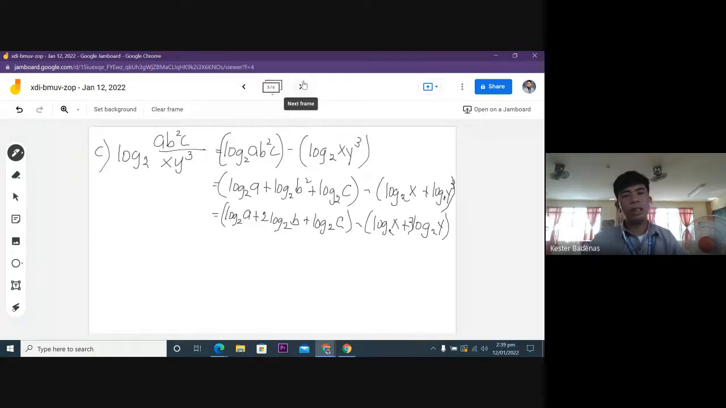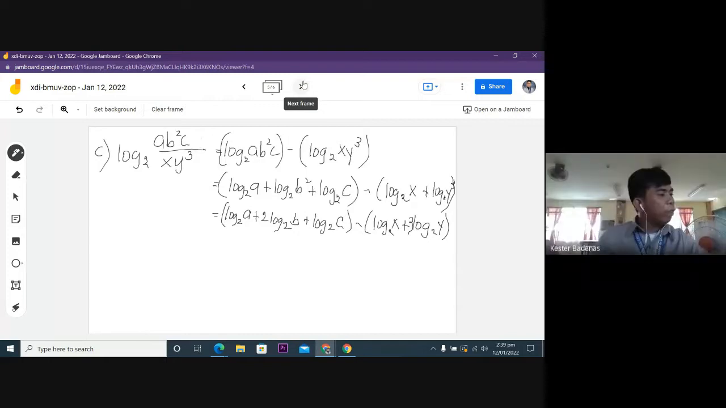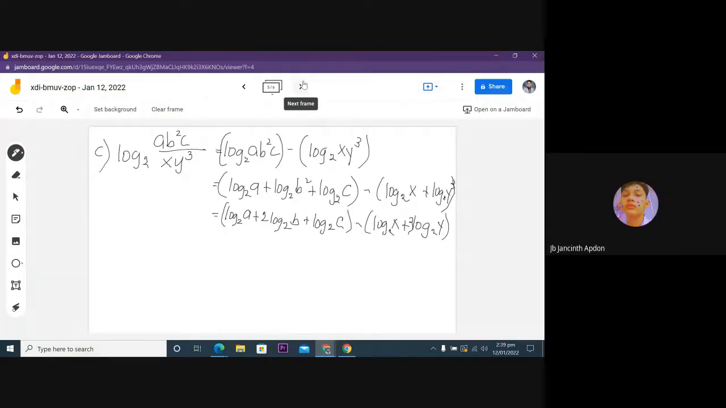Okay, may question pala, I forgot. Wait, someone is raising his or her hand. Yes po, sir, okay lang po ba kahit hindi magkasunod-sunod yung rule? Kunyari po, nauna yung quotient power bago po yung product. Okay lang po ba yun?